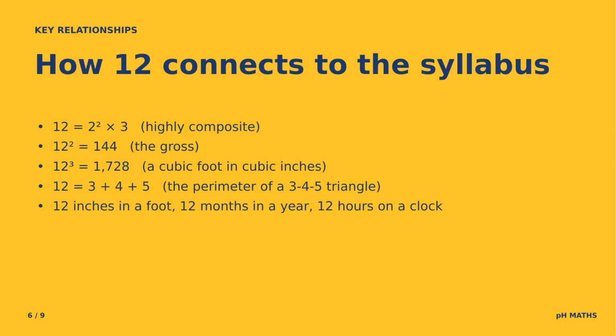Key relationships. 12 equals 2 squared times 3. 12 squared is 144, the gross. 12 cubed is 1728, a cubic foot in cubic inches. And here's a beautiful one: 12 equals 3 plus 4 plus 5, which is the perimeter of the 3, 4, 5 right triangle. Plus 12 inches in a foot, 12 months in a year, 12 hours on a clock face.